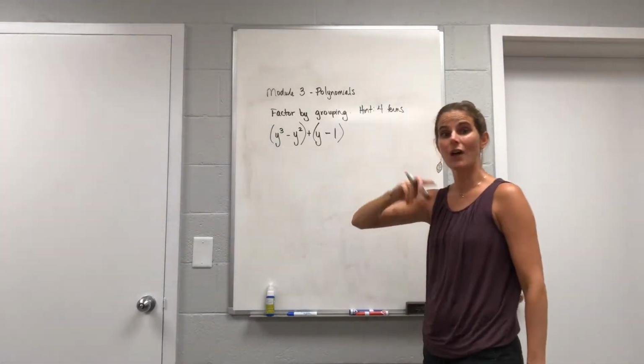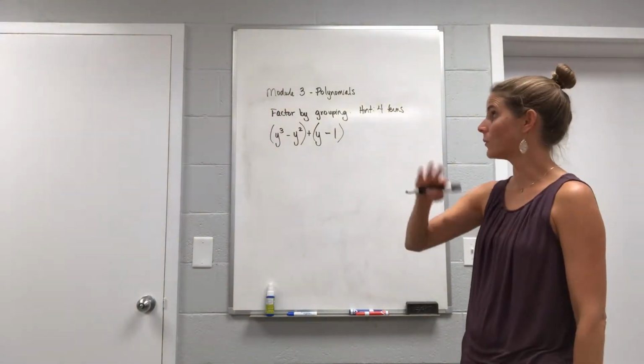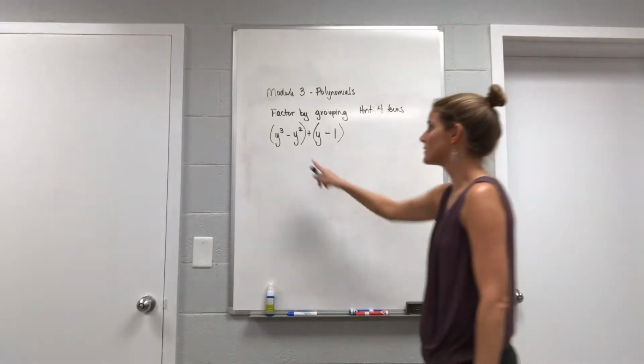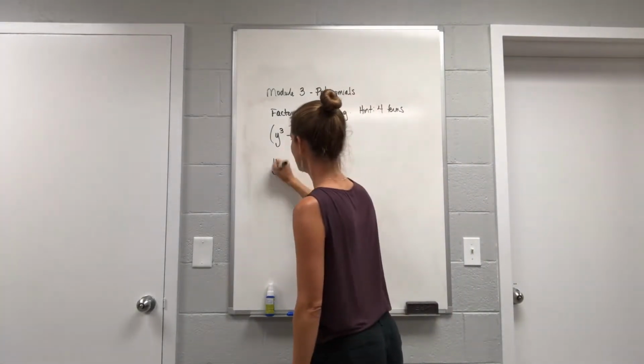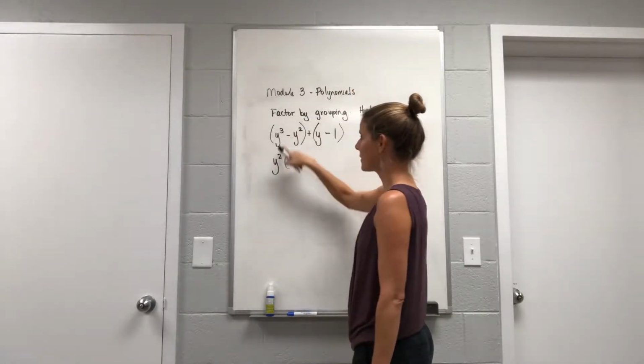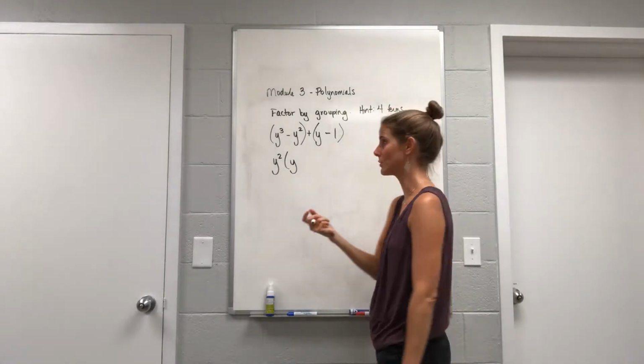So we're going to basically do the opposite of the distributive property. Instead of distributing something over the binomial, we're going to factor something out. So the GCF of y cubed and y squared would be y squared. So we're going to factor that out. And if we divide that out, y squared times what equals y cubed? That would be y. Again, think of this as the reverse of the distributive property.